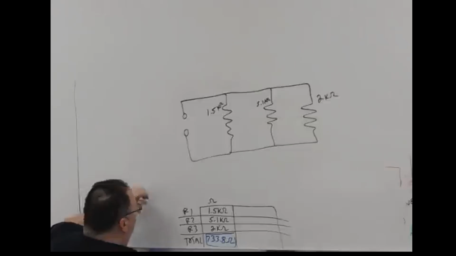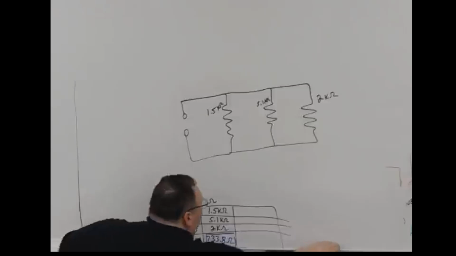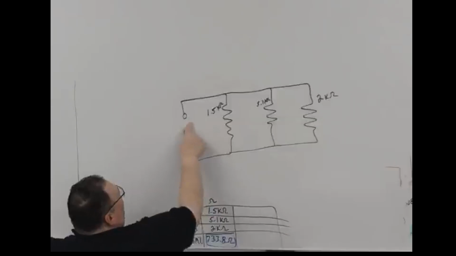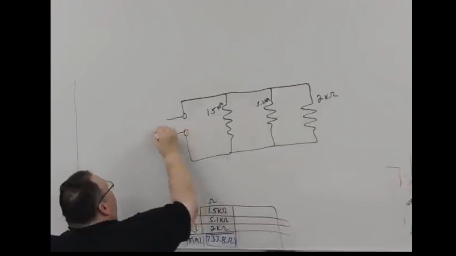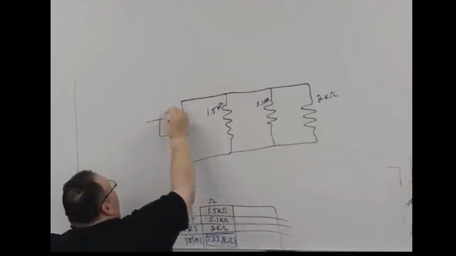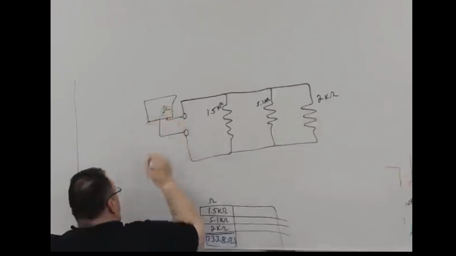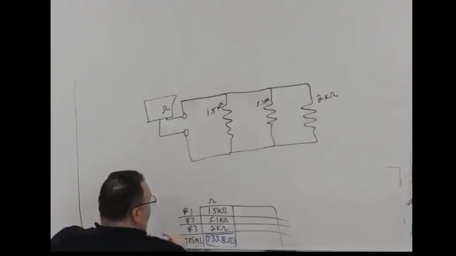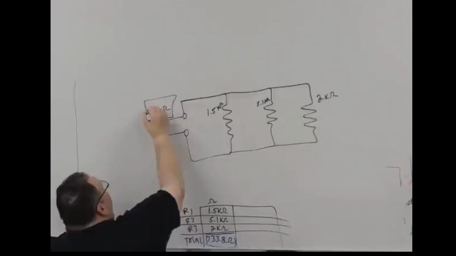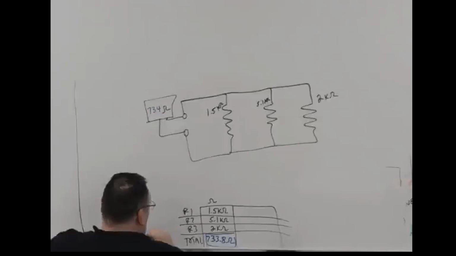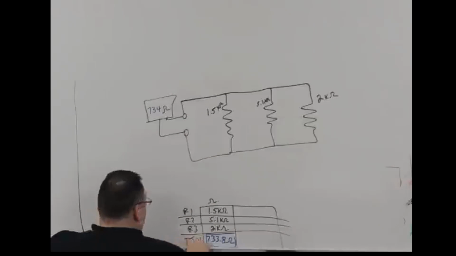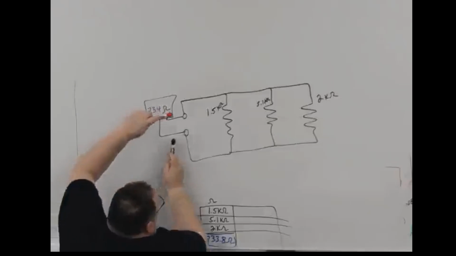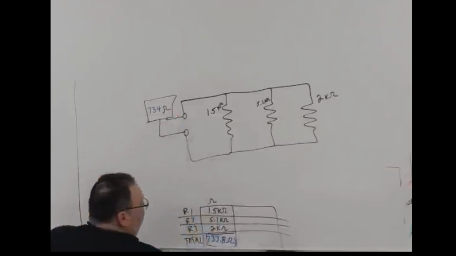If I have an ohm meter, and I purposely did not draw a power supply here, if I put my ohm meter across my circuit, I will read 733, I'll round it up to 734 ohms of total resistance. So that's taking my ohm meter and placing it here.